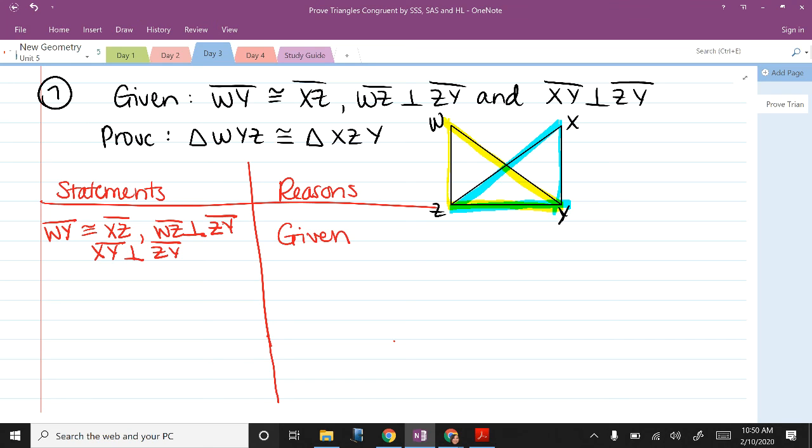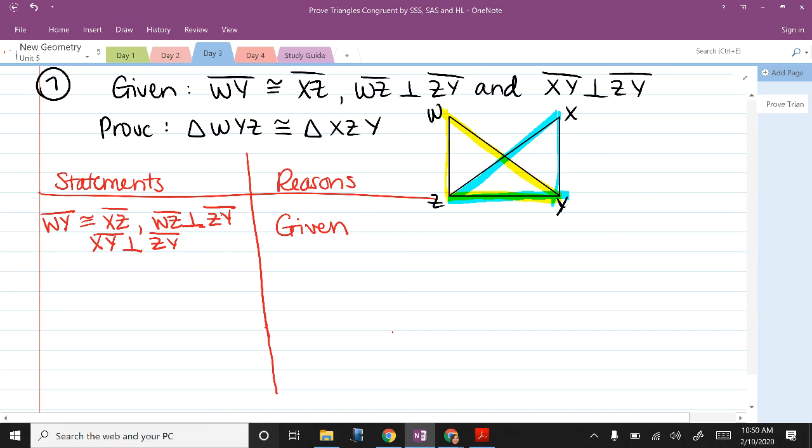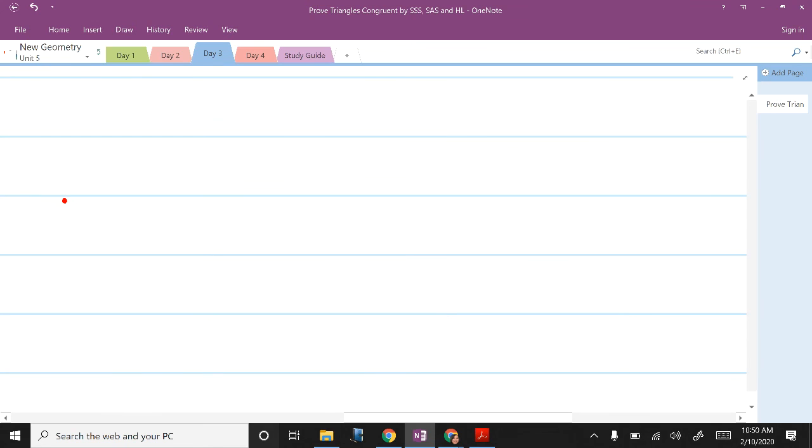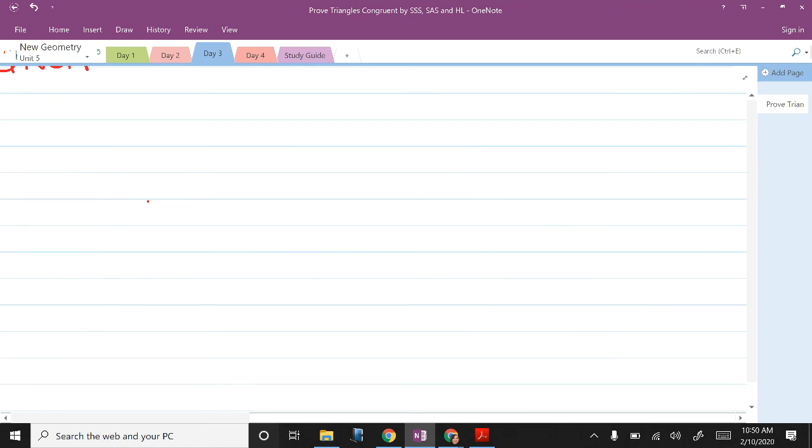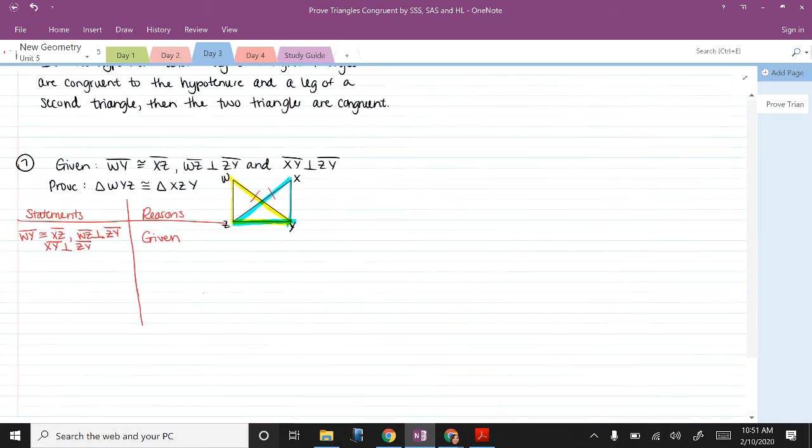First of all, we can make this proof as long or as short as we want, depending on how we word everything. So first of all, WY, I'm going to mark it, which is this long thing right here. It's congruent to this long thing, right? They told me that, WY is congruent to XZ. So we already know that. And what do these perpendicular lines mean? That we form what kind of angles? They're right angles, right?